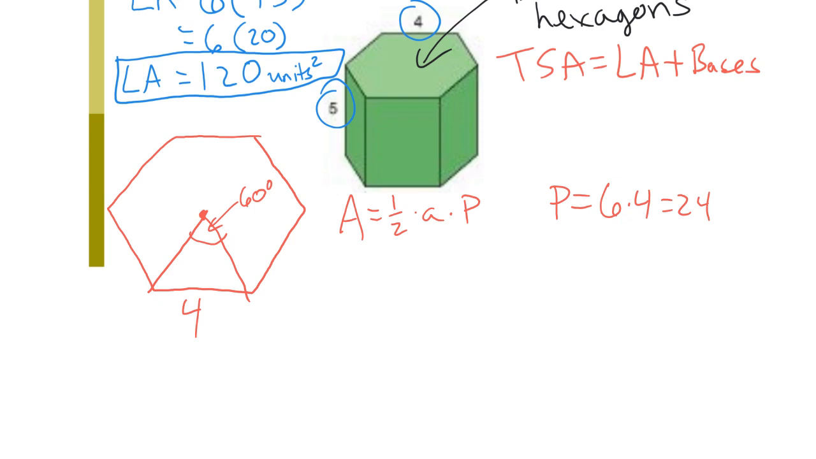If I drop my apothem in, that's an altitude of this little triangle here, and it actually bisects that 60-degree angle, and I end up with this 30-60-90 triangle. Now, for those of you who are like, dude, I don't remember my 30-60-90 triangle, I don't even remember what I had for breakfast. Let's refresh.